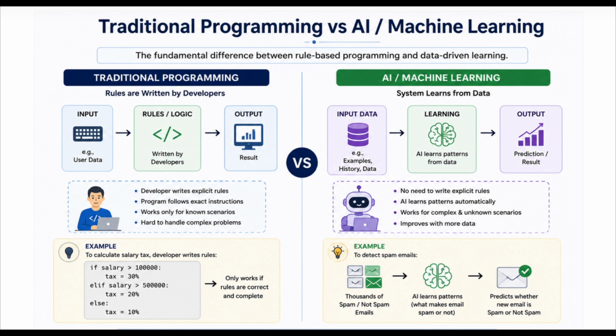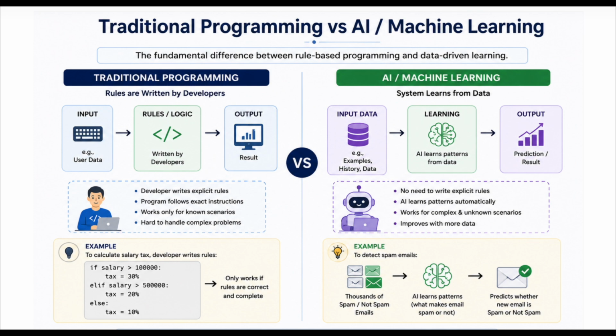Traditional programming works very well for clear and predictable problems. For example, tax calculations, banking logic, order processing, mathematical formulas, and so on. But AI becomes useful when problems become complex, unpredictable, or data heavy. For example, image recognition, voice recognition, recommendations, language generation, and so on.